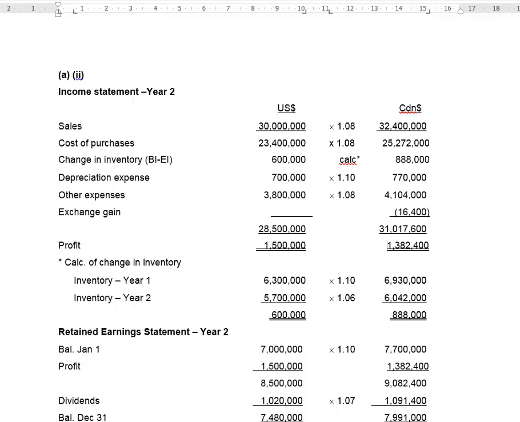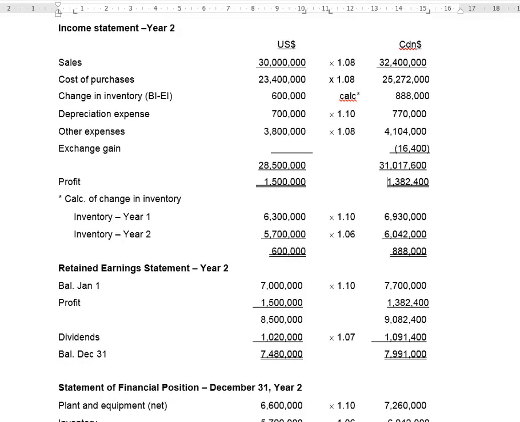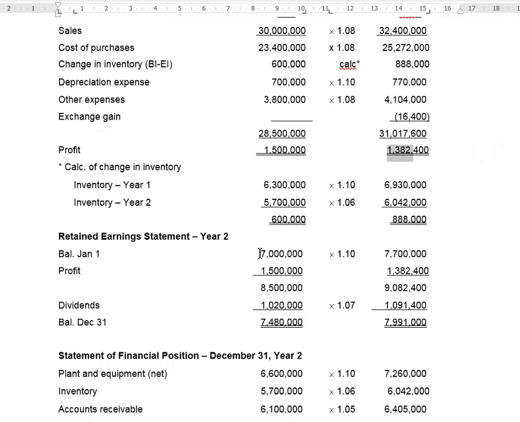All right. So now we can use that profit to help us calculate our translated retained earnings at the end of year two, and we'll need that because we need to put that in our translated balance sheet. So let's do that. We know that at the beginning of year 2, we have a retained earnings balance of $7 million.